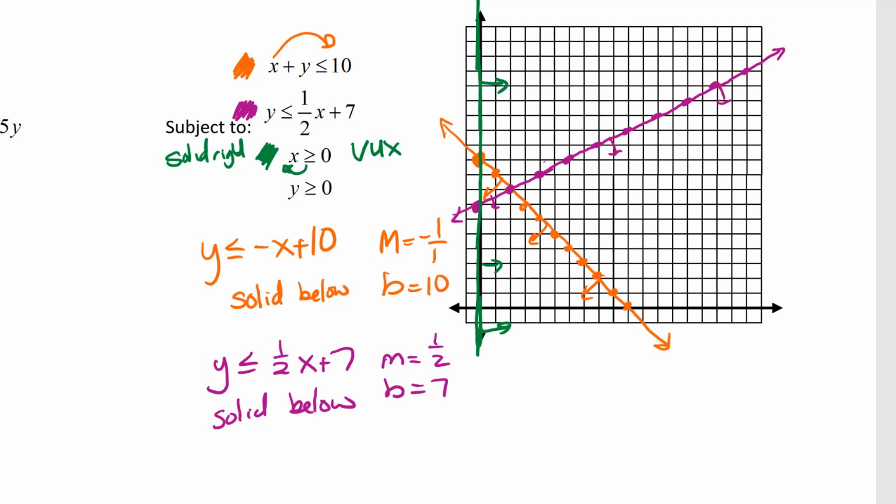And then our last problem, I'm going to do in blue here. Y is greater than or equal to 0. Again, it's solid. Because it's greater than y, it's above. And this is a Hoy problem. So it's a horizontal line at 0.